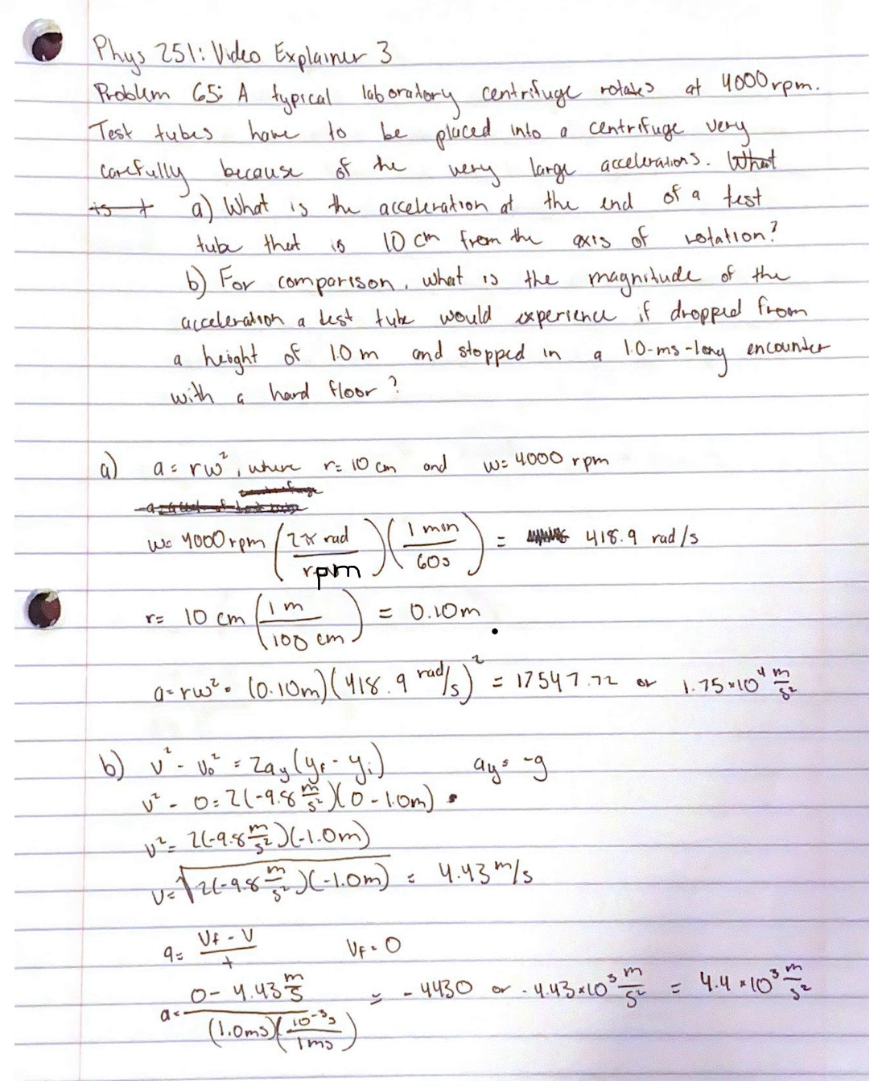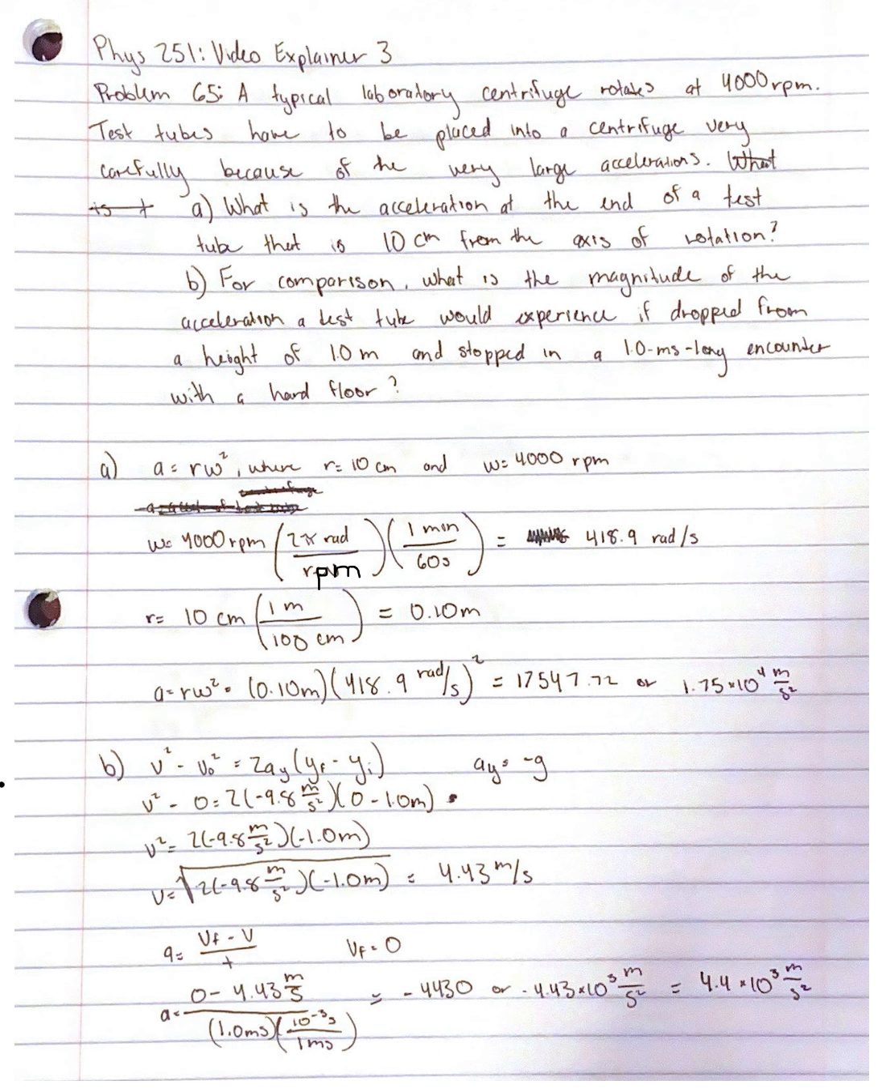Now that we have converted our angular speed and distance into compatible units, we can plug them into our acceleration function. When we do this, we get the acceleration is equal to 0.10 meters times 418.9 radians per second, squared, and this equals 17,547.72, or 1.75 times 10 to the 4th meters per second squared.